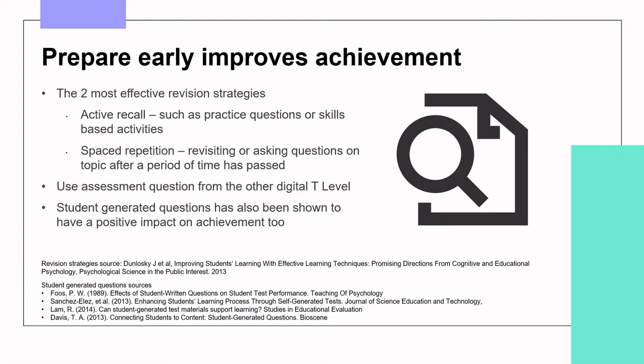Now, the two most effective strategies to improve students' achievement, and this is according to a meta-analysis by Dunlosky, are active recall, such as practice questions or skills-based activities, and spaced repetition, so revisiting or asking questions on a topic after a period of time has passed. So getting students to answer questions from previously covered content periodically can be very, very useful. But again, let's take some of the pressure off you and let's have students devise their own questions. As research has also shown that student-generated questions also have a positive impact on achievement.